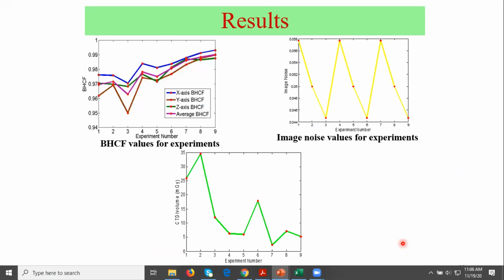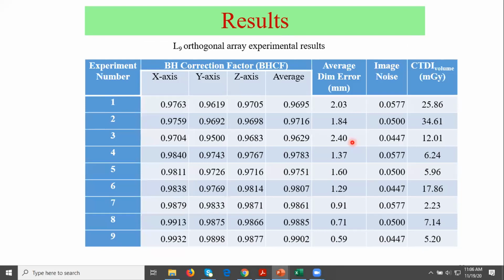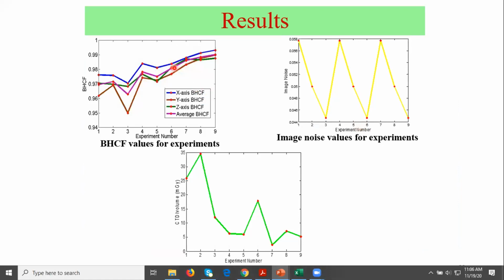Now, when I give the optimal solution using these results, I'm not using any optimization techniques. I'm just drawing a plot, and from this you can say which one is better. Suppose the beam hardening correction factor requires the maximum value. Taking this average beam hardening correction factor, where I get the maximum value is the 7th experiment.